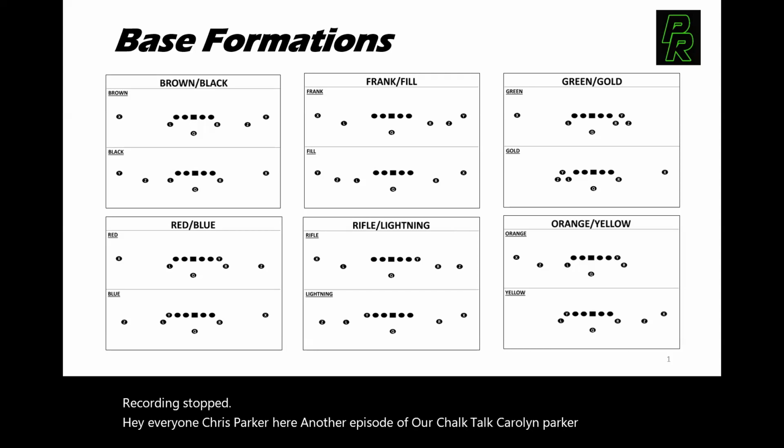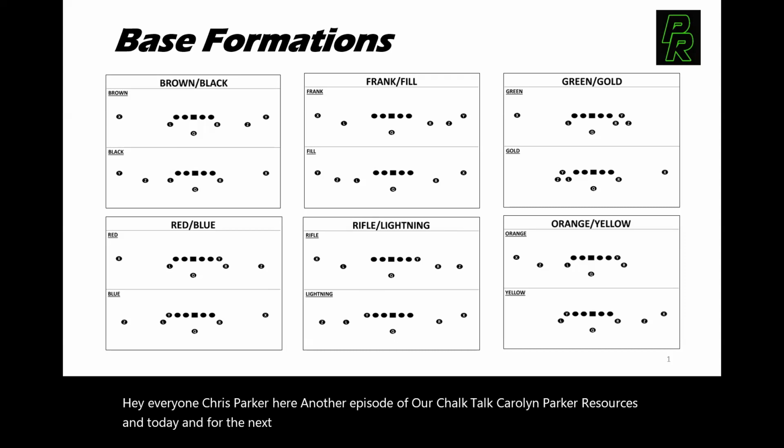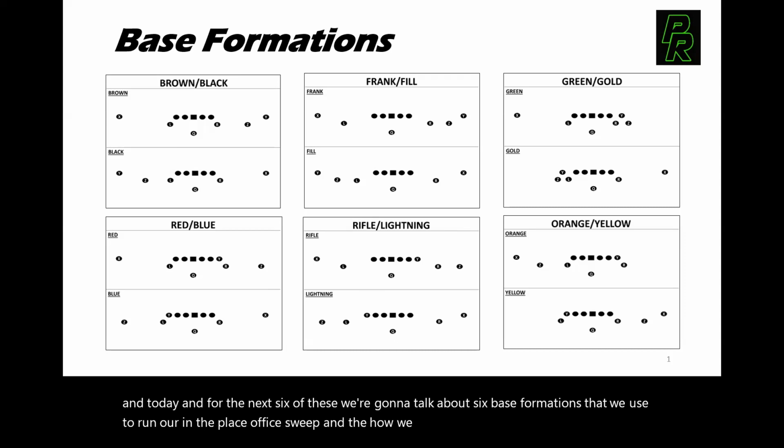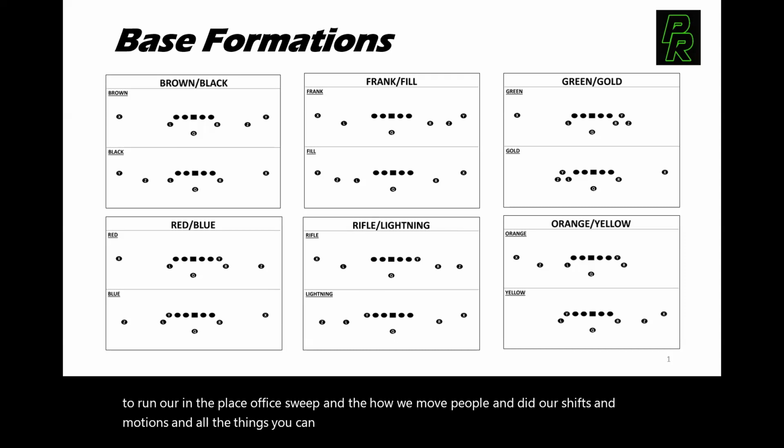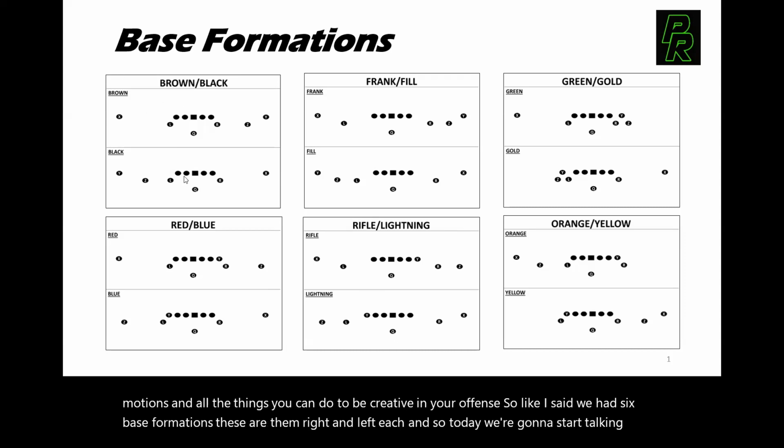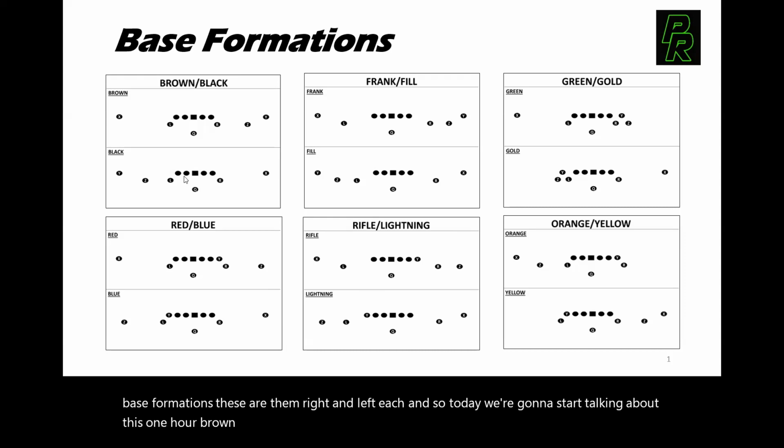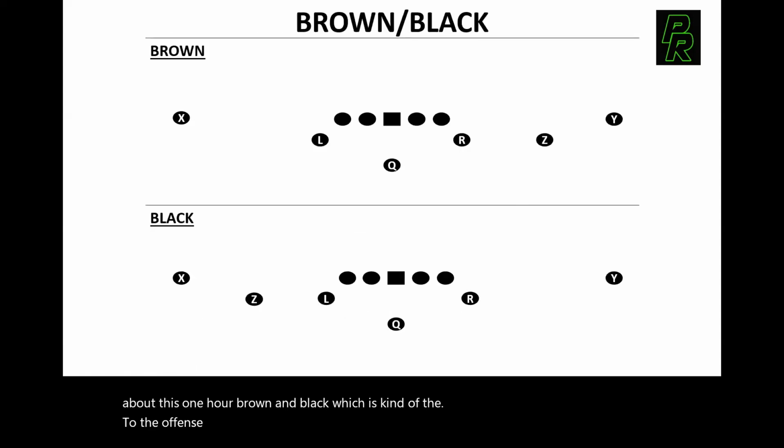And today, and for the next 6 of these, we're going to talk about 6 base formations that we use to run our sweep and the plays off a sweep, and how we move people and do our shifts and motions and all the things you can do to be creative in your offense. Like I said, we have 6 base formations. These are them, right and left each. Today we're going to start with our brown and black, which is kind of the introduction to the offense. So this is where we would start.